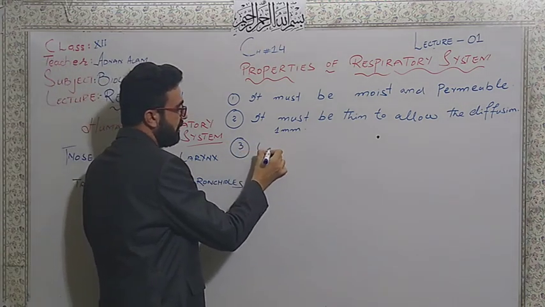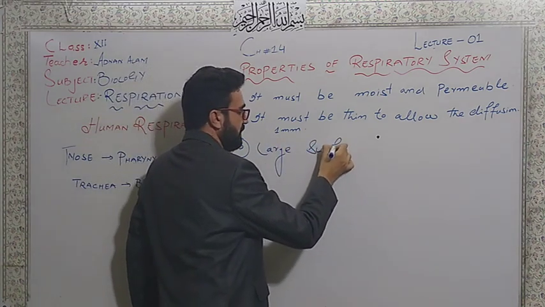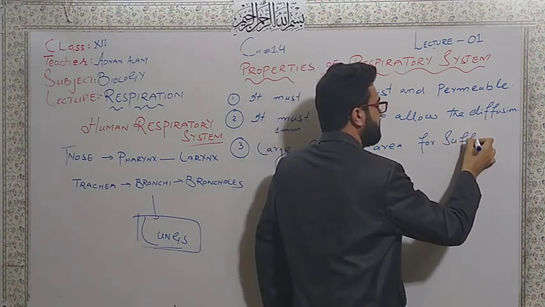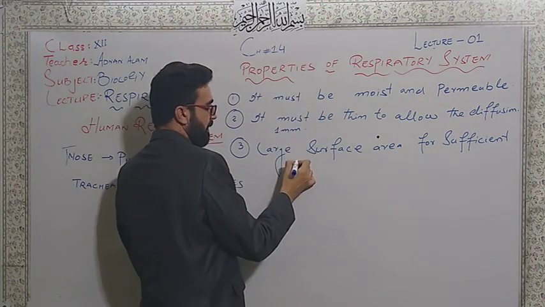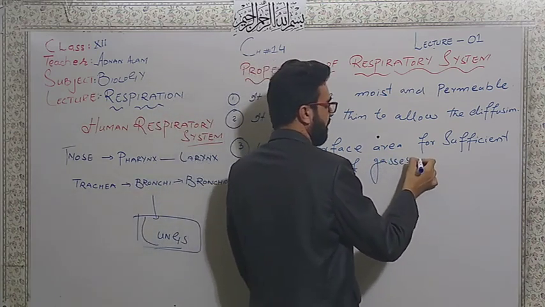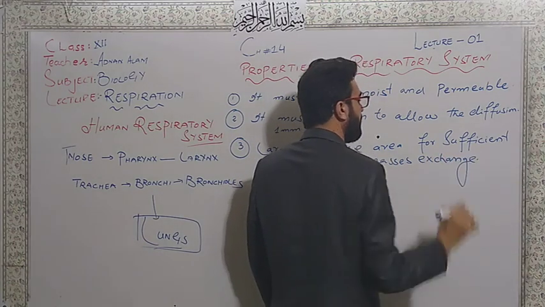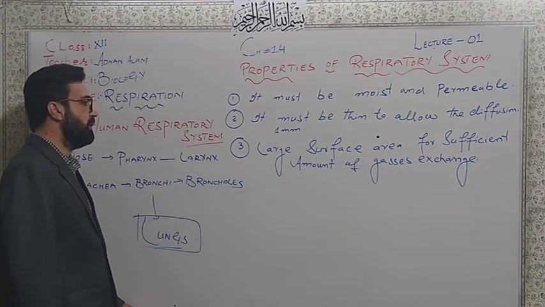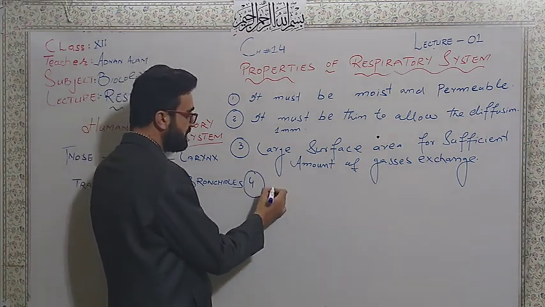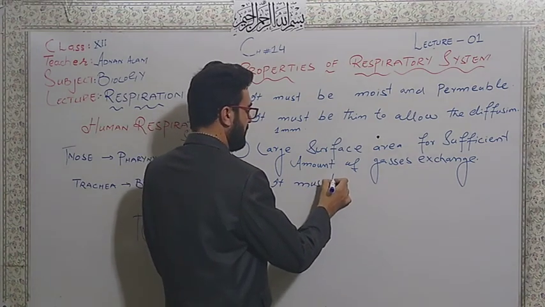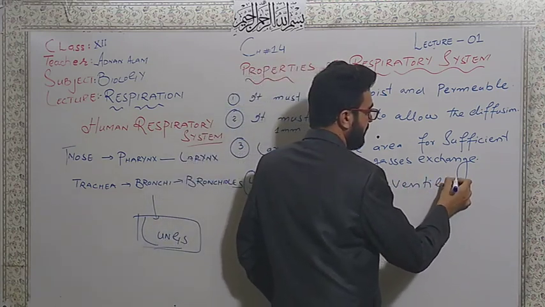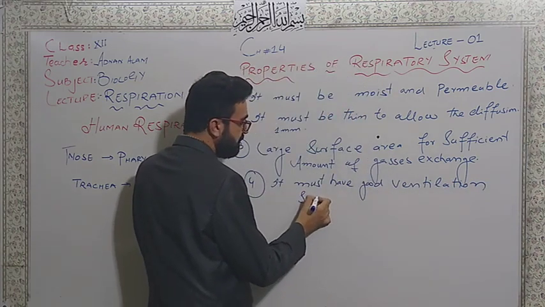Third, large surface area for a sufficient amount of gaseous exchange. It must be moist and permeable, it must be thin to allow the diffusion, and have a large surface area. And the final one, the fourth one, it must have a good ventilation system which keeps the gases moving on.